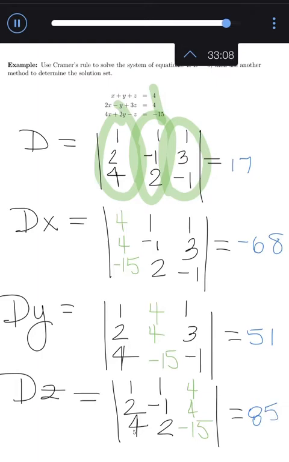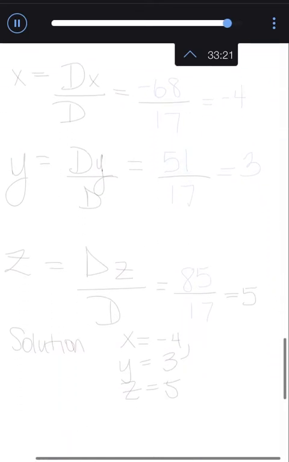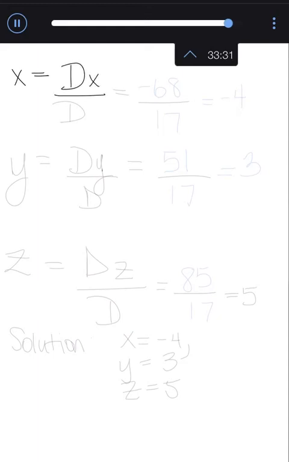I highly recommend you practice this on your own, and this will give you much needed practice on finding determinants on 3 by 3 matrices. The question is, what do you do with all of these determinants once you have them? Well, the formula says for Cramer's rule that to find your actual value for x, you take the dx and divide by the determinant d.